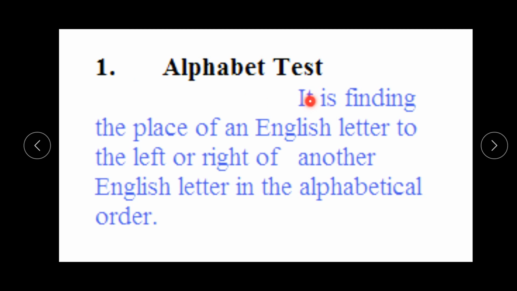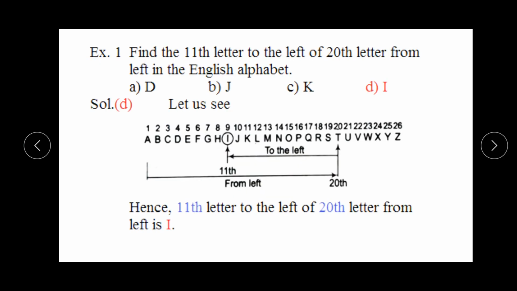The first type of alphabet and number sequence test, that is alphabet test. It is finding the place of an English letter to the left or right of another English letter in the alphabetical order. In the alphabetical order, we have to find the required alphabet to the left or right side of the given alphabet. By the example, we can understand this.